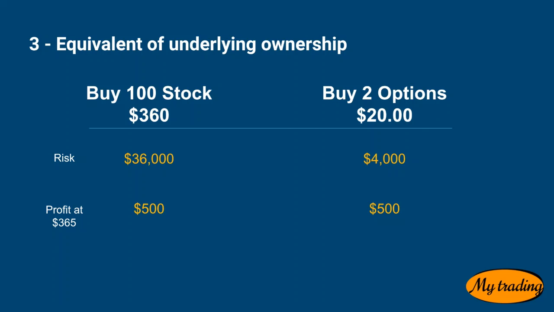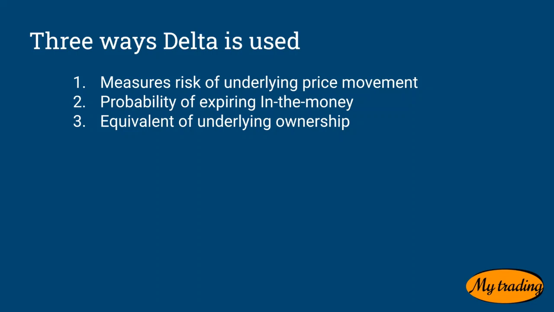But the main thing to show you here is that there is a way to construct a position with options using delta that shows us how I can profit or lose the same way. All right, so this is how we use delta: to measure risk of the underlying price movement. This is one of the key things, and we talked about it a fair amount, but you're going to see a lot more examples of it. We need to look at delta so I know if price moves, what am I facing? What is the probability of expiring in the money, and how can I construct a position that's similar to owning the stock or the underlying security?